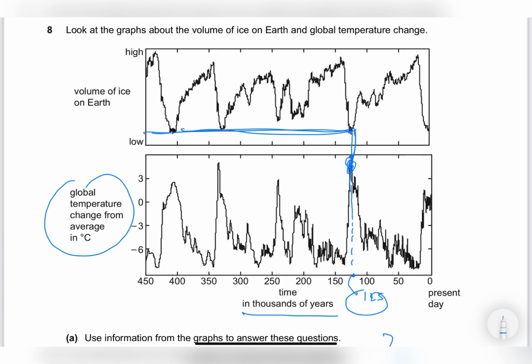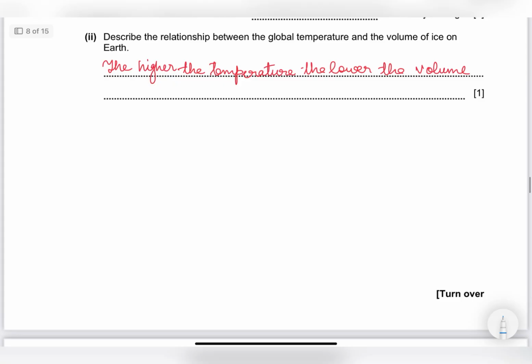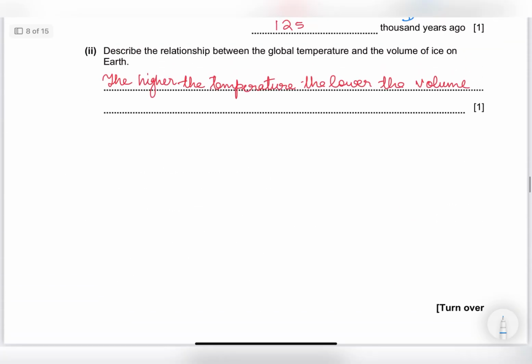If you take an ice cube and put it in a high temperature, will it melt or not? Will the volume become less or not? Say yes or no. All right, very good. Now let's move on to the next question. So what will you write? The higher the temperature, the lower the volume. Okay.